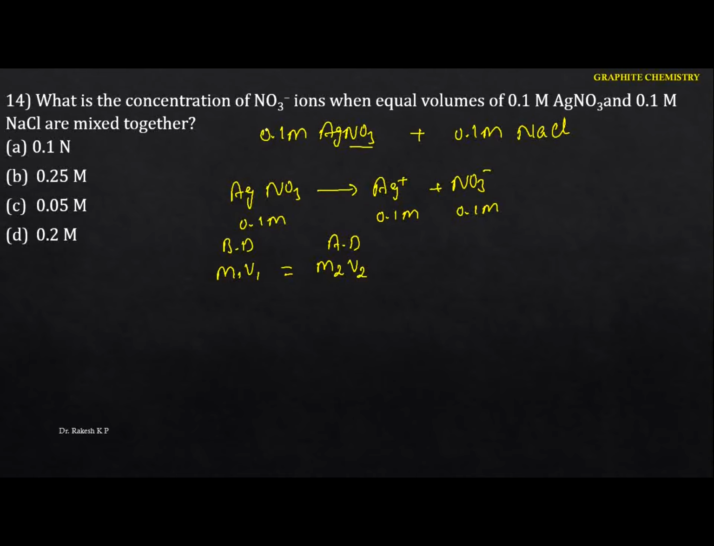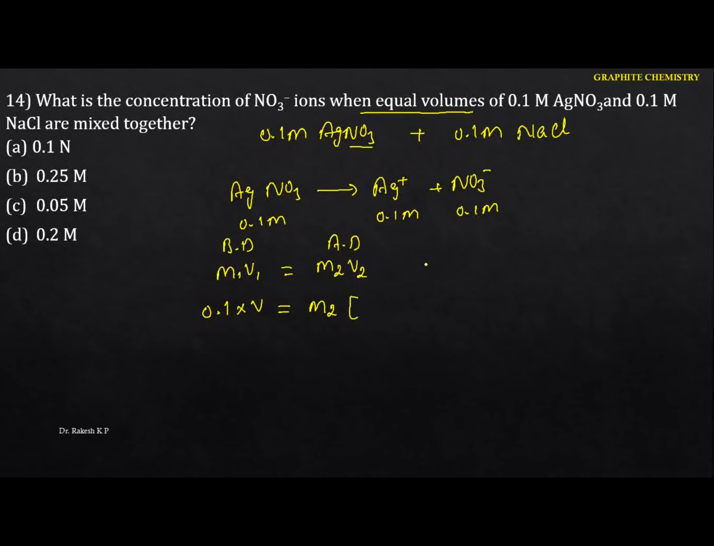But see the next one here: equal volumes are given. So before dilution, what is the concentration of silver nitrate? It is 0.1 into V. I'm going to take V because it is equal volumes. Now this is equal to, and I'm going to keep the concentration after dilution as M2.